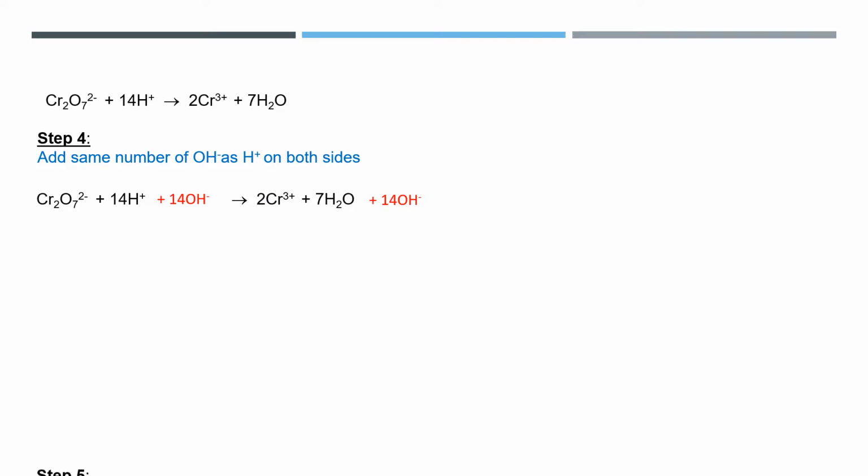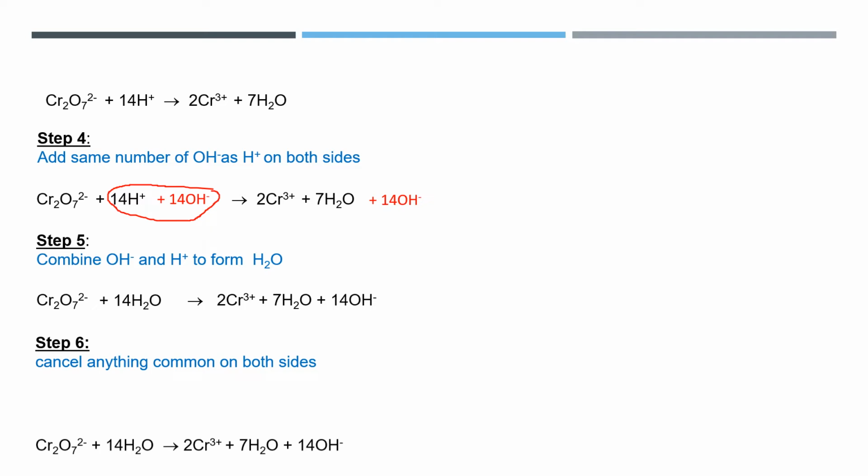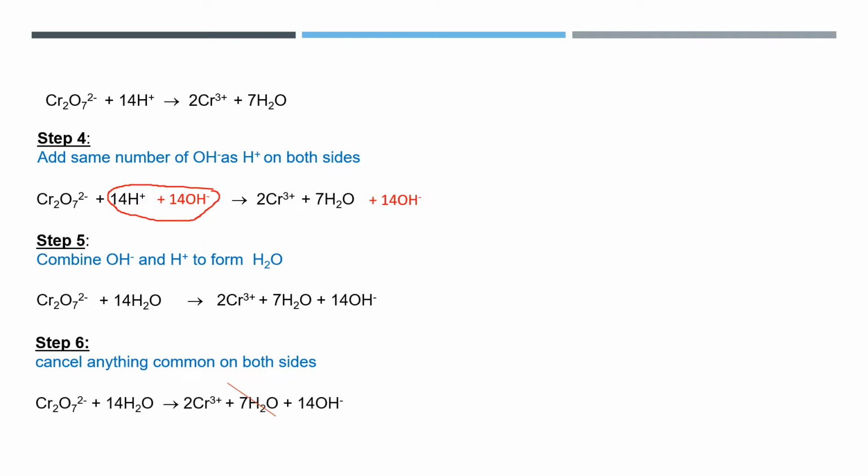Now once we do that, then step number 5, we are going to combine the OH minus and the H plus to form water. These are the H plus and the OH minus that we are going to be combining. So 14H plus and 14OH minus is going to give us 14H2O. You can see water is common on both sides of the equation. Let's cancel them out. So 7 water goes out and we are left with 7 moles of water on the reactant side.